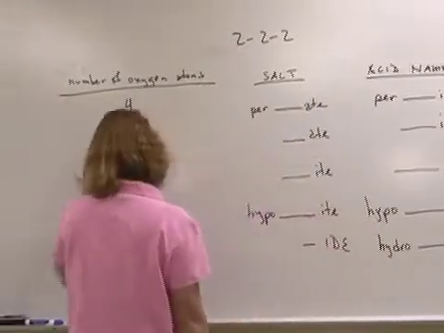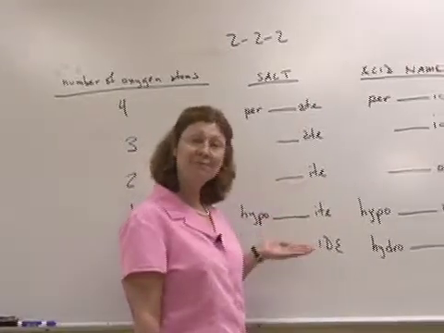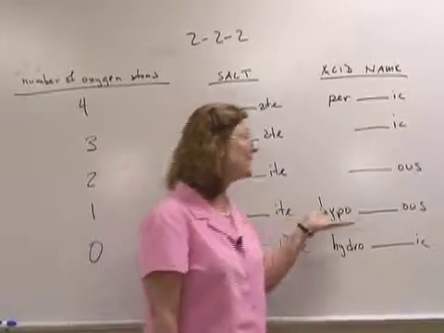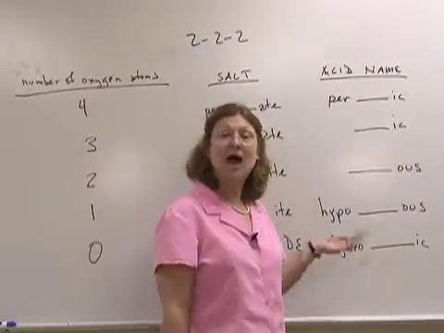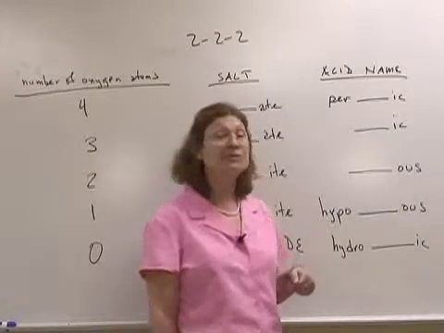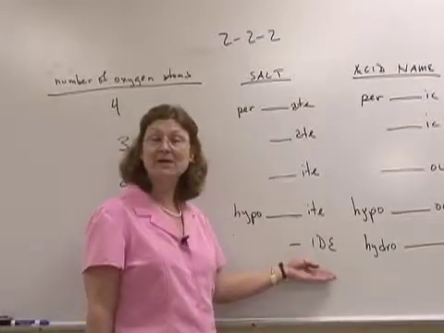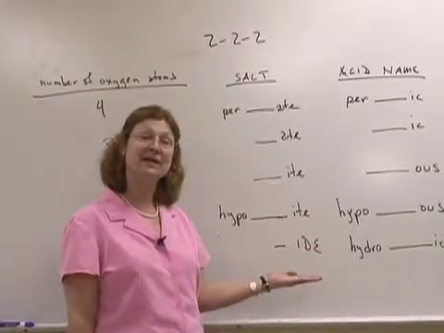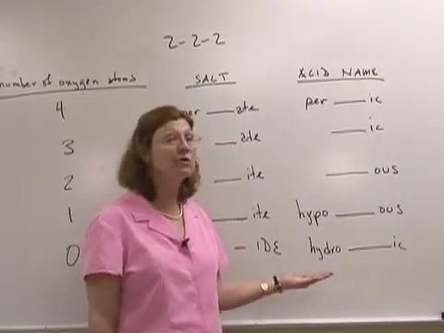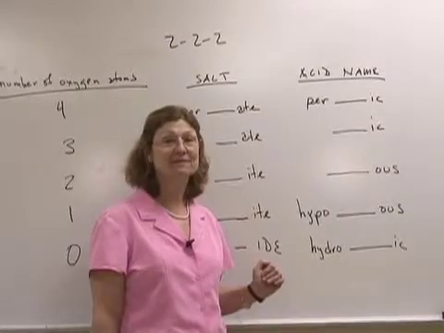When we have 1 oxygen, it's hypoiodite, hypobromite, and hypochlorite. If it's an acid, it's hypobromous acid, hypoiodous acid, and hypochlorous acid. If there is no oxygen, then our binary compounds come in and it ends in IDE. And the acid name, however, would be hydrochloric, hydrobromic, and hydroiodic.